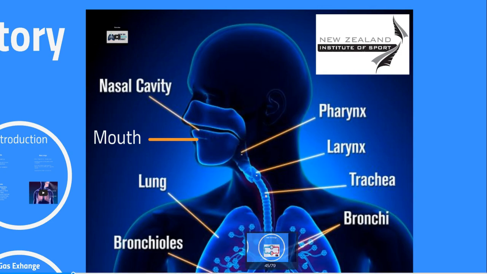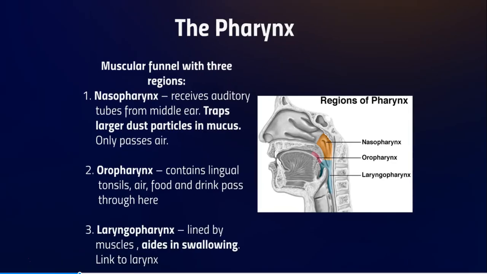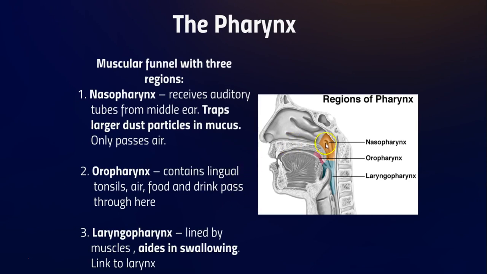So the pharynx, better known as the throat, it's actually a muscular funnel divided into 3 regions that you can see here. Right at the back of the nose, or the nasal cavity, we've got then the connecting part between the mouth and the nasal cavity here, and then we have this lower portion here that links onto the larynx. So you have the nasopharynx, the oropharynx, and the laryngopharynx, a muscular funnel that has a couple of key roles.